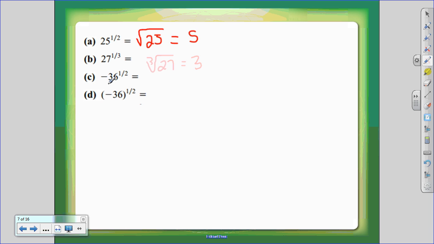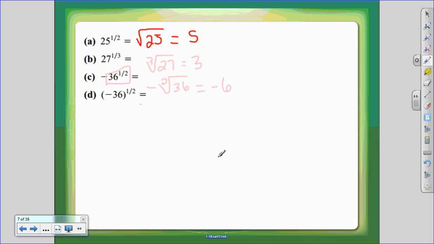Then the next one, I have this negative sign out here, but I can just kind of ignore it for just a minute and just look at this part right here. So I have a half power, so that would be a square root. I don't need the 2 there, but the square root of 36. And the little negative sign I can just stick right here on the front, and then we'll just deal with it in a second. So the square root of 36 is 6, and then we keep our negative. So we have negative 6 is the answer to negative 36 to the half power.